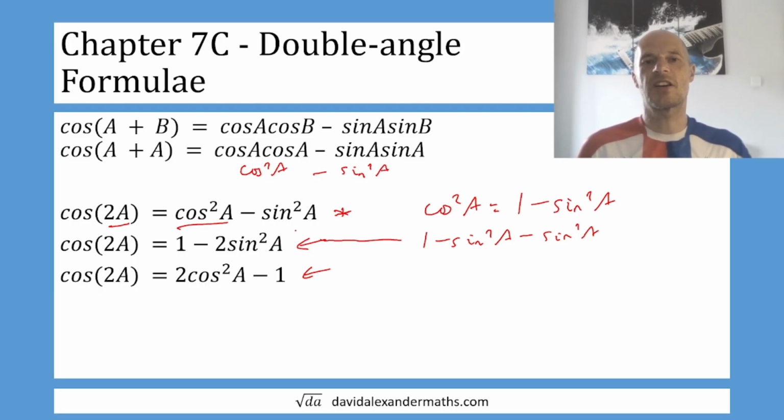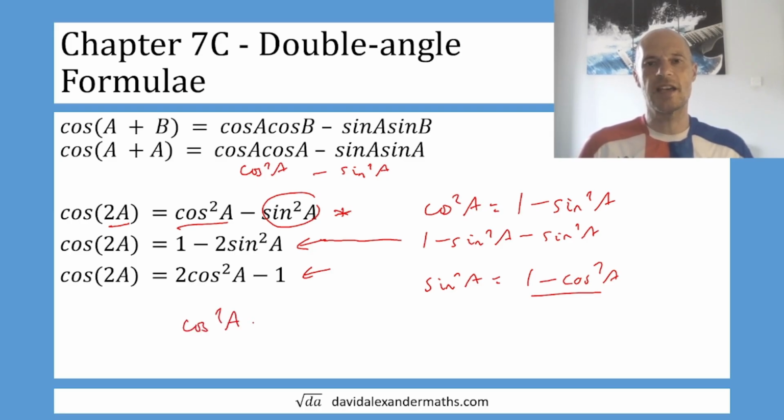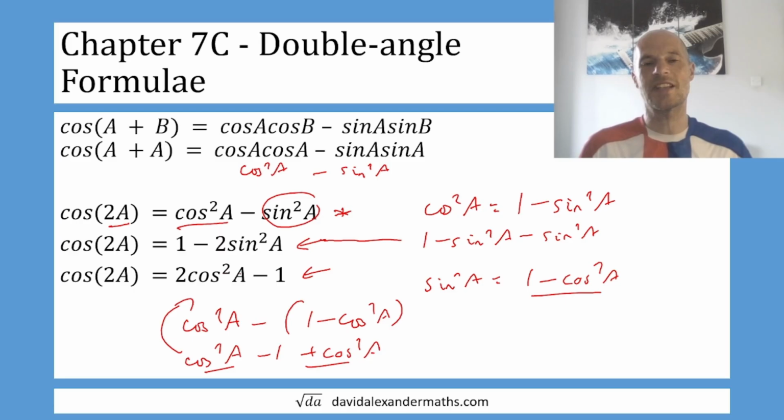Similarly, if we replace the sine squared A, so sine squared A is 1 minus cos squared A. So if I were to replace the sine squared A with 1 minus cos squared A, then that will become cos squared A, take away 1 minus cos squared A, and that can be written as cos squared A, take away 1, plus cos squared A. So what we have here is 2 cos squared A minus 1. So 3 ways it can be written: cos squared minus sine squared, 1 minus 2 sine squared, or 2 cos squared minus 1.